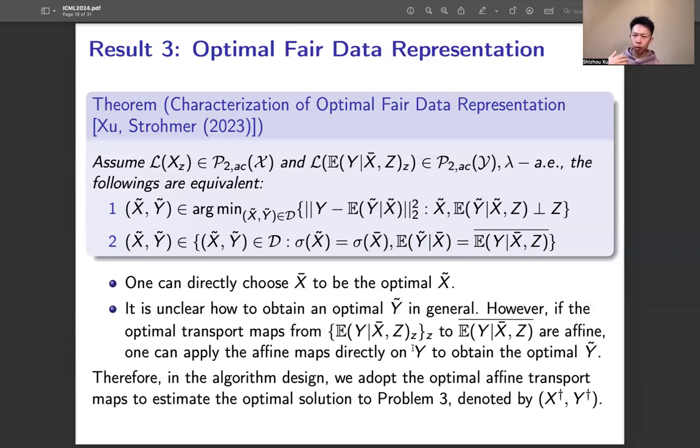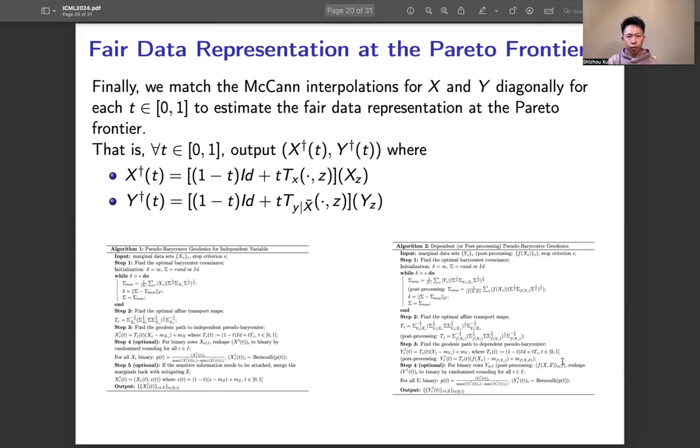Therefore, in our algorithm design, we adopted the affine transport maps to generate an affine estimation of the solution to problem 3, which is now denoted by xDAG and yDAG. Finally, we combine the McCann interpolation, which is the solution to problem 2, and xDAG and yDAG, which is the affine estimation to the solution of problem 3.